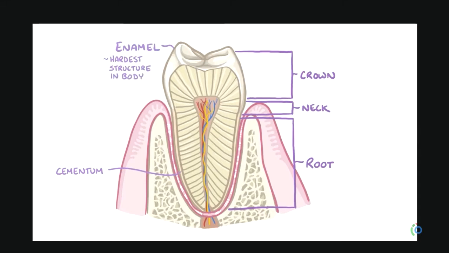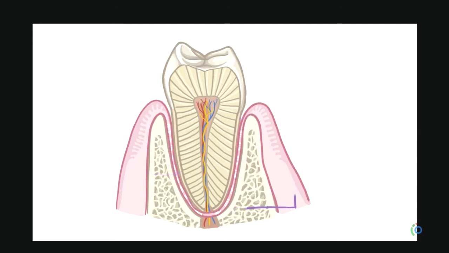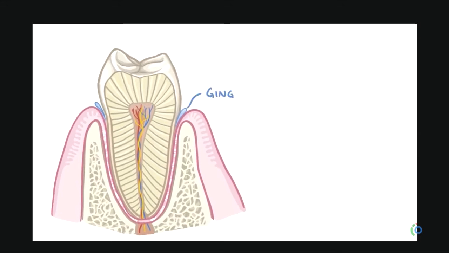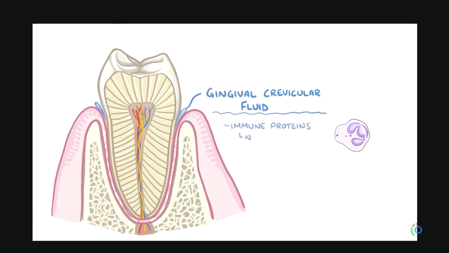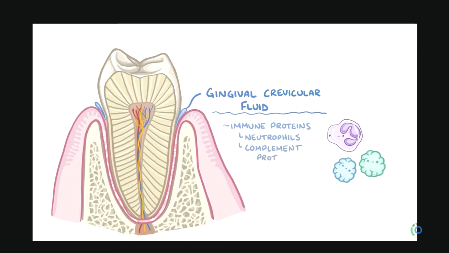The portion of gingiva that sticks up and is not anchored to the tooth is sometimes called the free gingiva, and the space between the free gingiva and the crown is called the gingival crevice, or gingival sulcus. A watery substance called gingival crevicular fluid flows into the space in small amounts. Gingival crevicular fluid contains various immune proteins and cells like neutrophils, complement proteins, and antibodies.